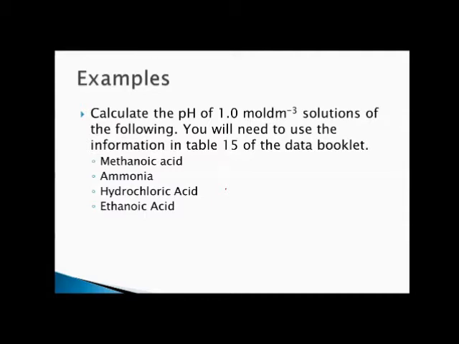So what we're going to try to do is calculate the pH of solutions of these four things right here. They're all going to be the same concentration. They're all going to be 1 molar solutions of each one of those. You're going to need table 15 of the data booklet. So I'm going to do this using the other camera, but you may want to jot down these four: methanoic, ammonia, hydrochloric, ethanoic, and 1 molar solutions. Find your data booklet, hopefully you have it, and we'll work on solving these using the camera.